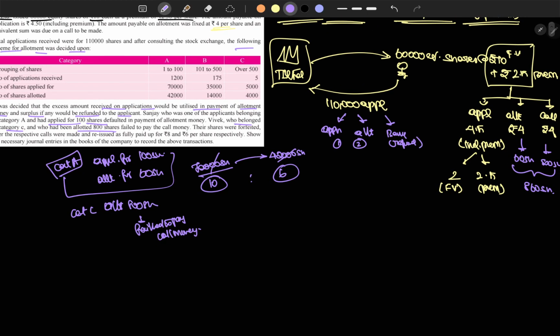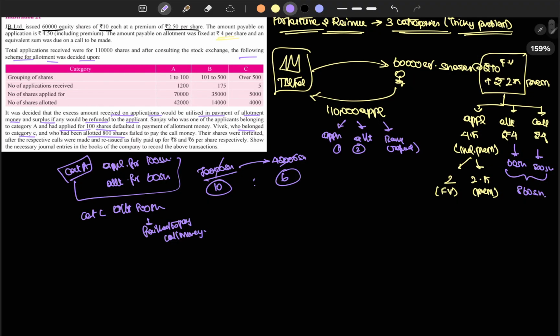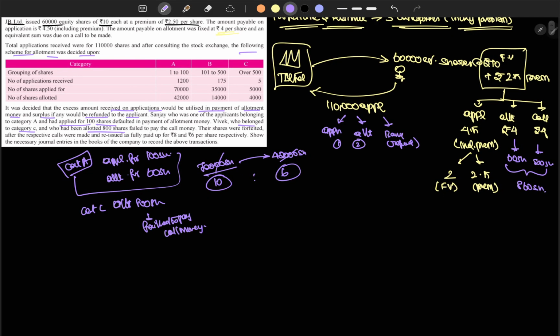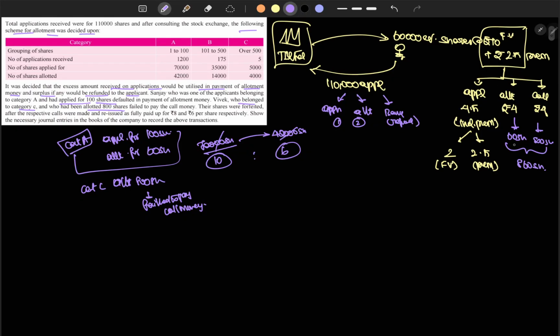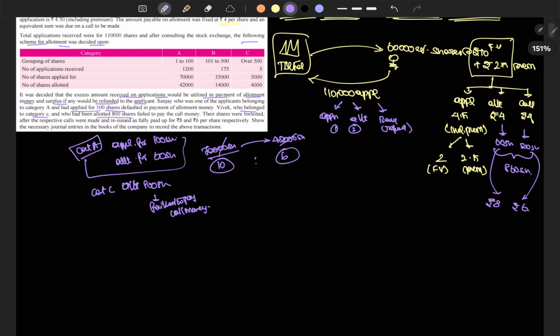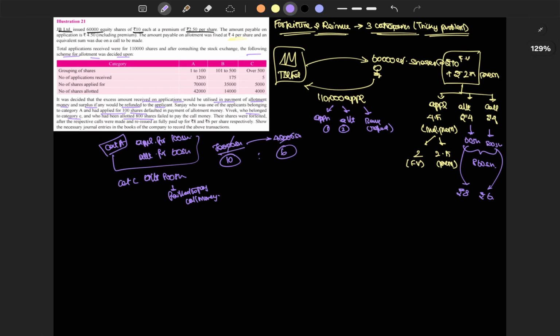The shares were forfeited after the respective calls were made and reissued as fully paid up. The 60 shares were reissued at rupees 8, and the 800 shares were reissued at rupees 6. Show the journal entries in the books of the company to record the above transactions. This is a simple question, but tricky points were added here and there, and it is a comprehensive problem to get complete grip over this concept. So let's start with this problem.